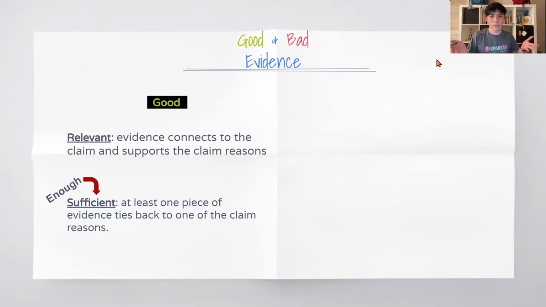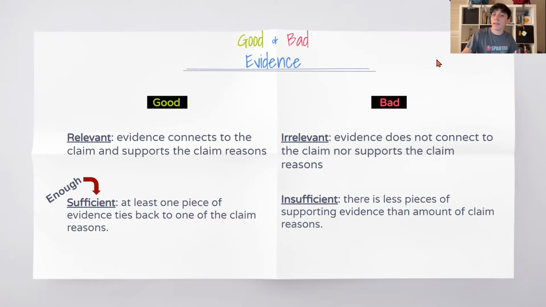This can be very subjective. It doesn't always have to be a 1-to-1 ratio, but you generally want to have at least one, depending on how long your essay is or what your point is. The amount of evidence that you might need to have may be different.